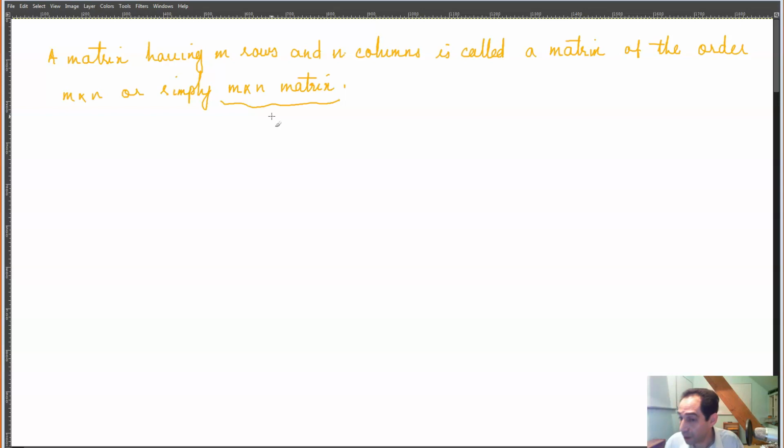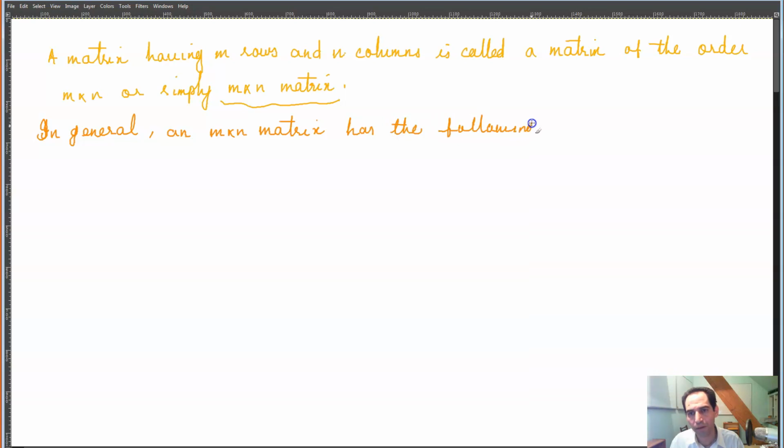Now you can say that in general, an m by n matrix has the following rectangular array.